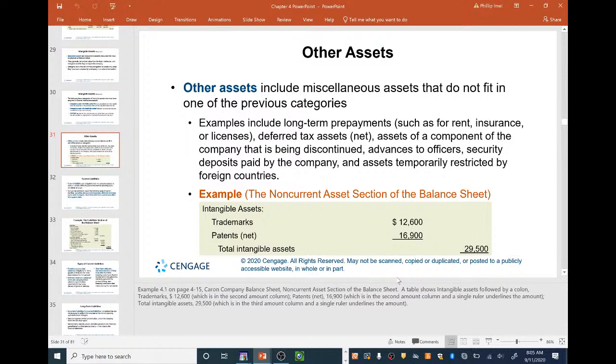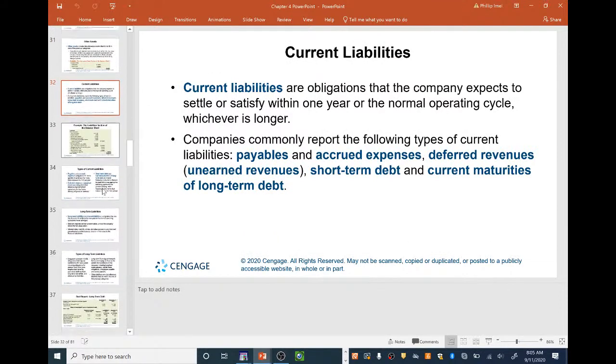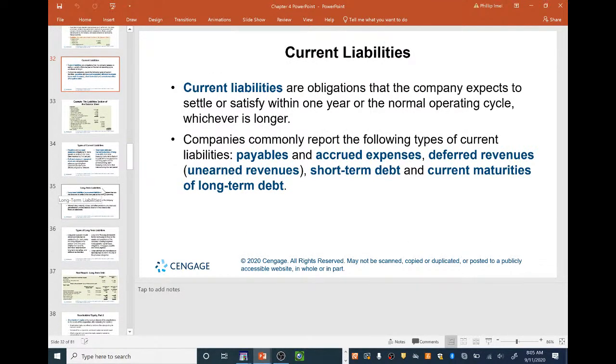We left off on Wednesday with the other assets section of the balance sheet. So we'll go ahead and move on today with the next topic. We'll start with current liabilities. So we know current liabilities are just liabilities that we have to satisfy within a year or the operating cycle, right? So no need to really harp on that.